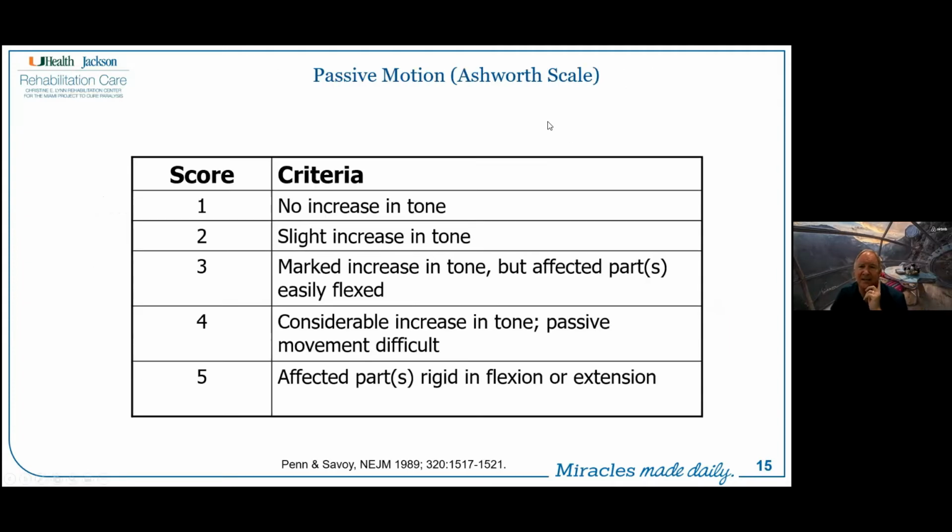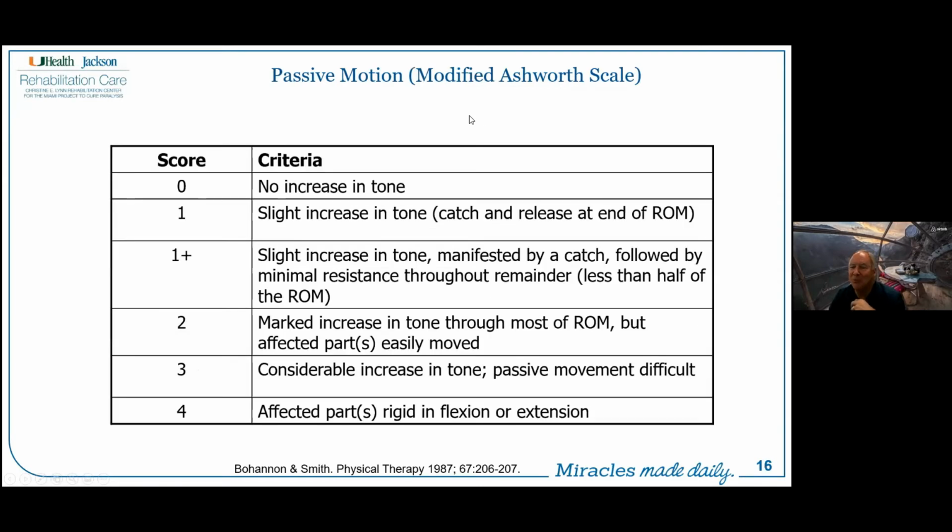So that said, those are the reflex responses. We talked about the spasm score. Now we want to talk about passive motion. And I'm going to jump past the Ashworth scale because typically this is not the one that we use. We typically report the modified Ashworth score, which is essentially the same, but we score it just a little bit differently. So a 0 means that the person doesn't have any increase in tone.